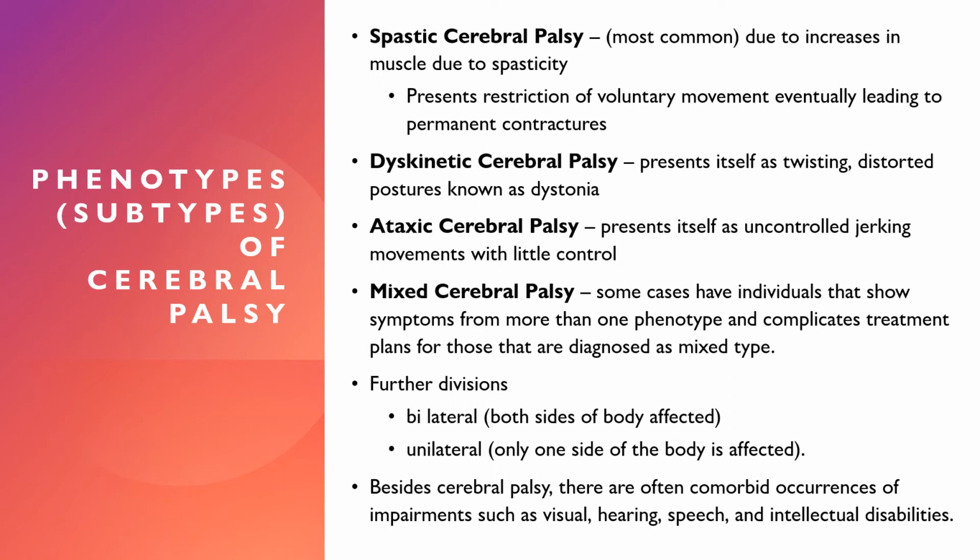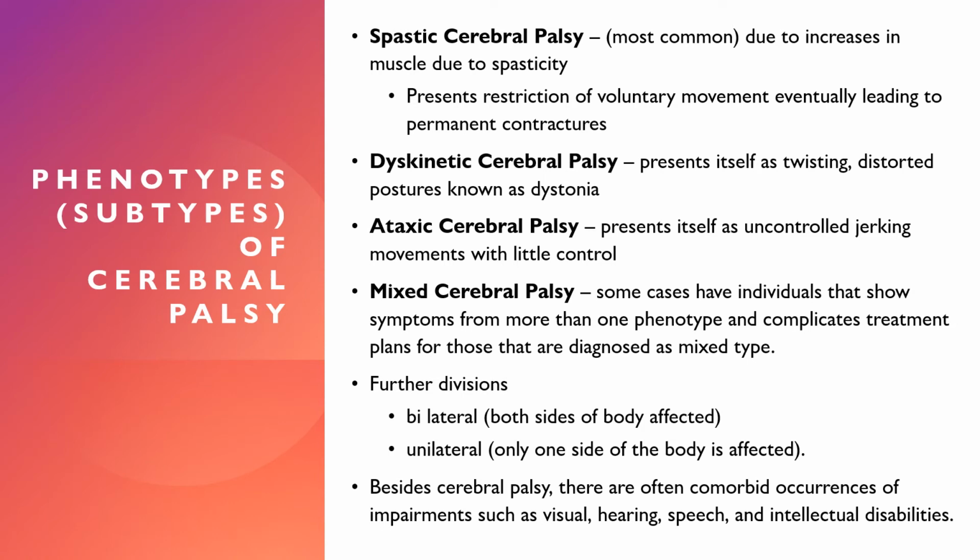There's also dyskinetic cerebral palsy, which presents as twisting, distorted postures. They call this dystonia: the twisting, the turning, the strange positions. If you see somebody sitting upright in a chair, but their upper half is turned sideways, like permanently, and that looks like where they're comfortable, that's probably a sign.